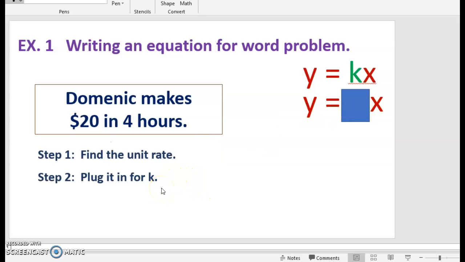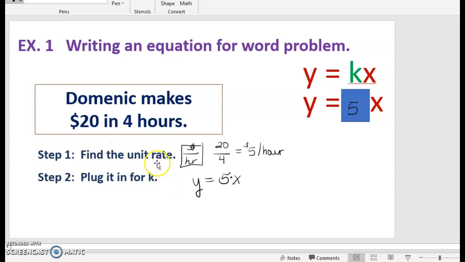To find the unit rate here, we have $20 in 4 hours, and we want to know how much money per hour. So if we plug this in, we have $20 in 4 hours, which gives us $5 per hour. Now that we know the unit rate, we can just plug it right into our box. We're taking out the k, and we're plugging in the 5. So our equation is y equals 5x, or y equals 5 times x.